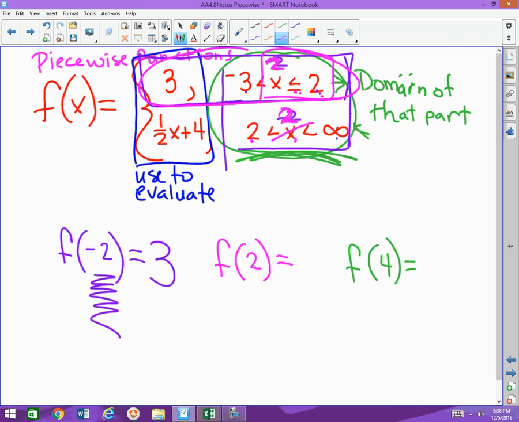And again, 2 gets substituted for x. Well, there is no x, so this answer is just 3 as well. Moving on to our last one here, f of 4.